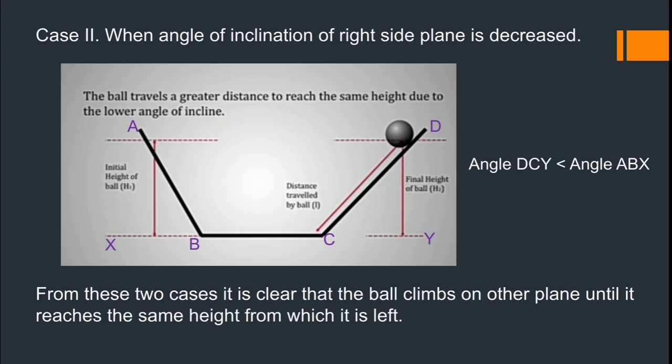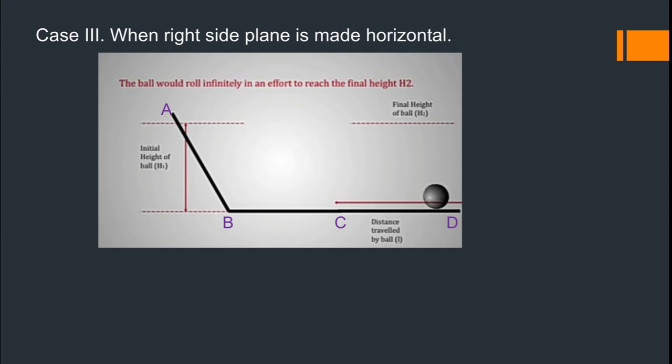So now what happens when the inclination of the plane CD is again decreased to 0? That is, the plane CD is made horizontal. That is the third case, when the right side plane, that is the plane CD, is made horizontal. Now, Galileo concluded that when the plane is made horizontal, and he leaves the ball again at a certain height h1 from the plane AB, then the ball continues to move an infinite distance on this horizontal plane in order to attain the same height from which it is left.